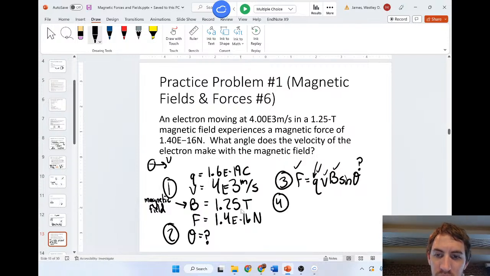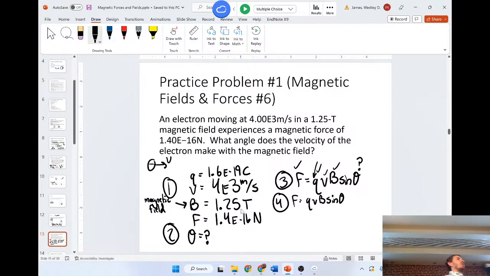Woo-hoo. Step 4, plug and chug. I'm going to go ahead and solve for theta first before I plug everything in. So F equals QVB sine theta. Let me get that sine of theta by itself. I'm going to divide all the other stuff to the side. QVB are all being multiplied, so I'm going to divide all of that over. So sine of theta is going to equal F over QVB.